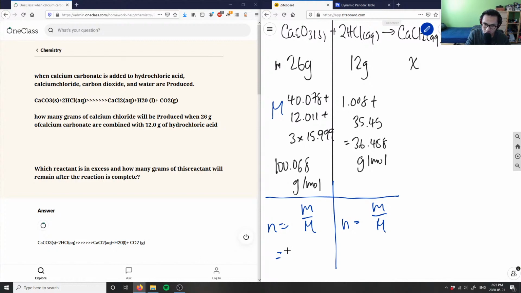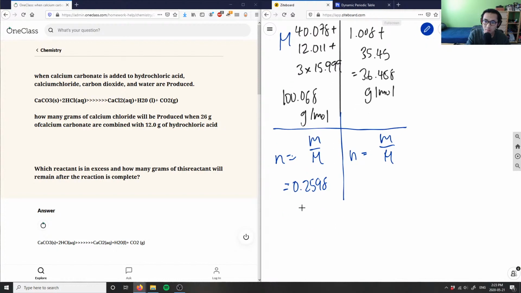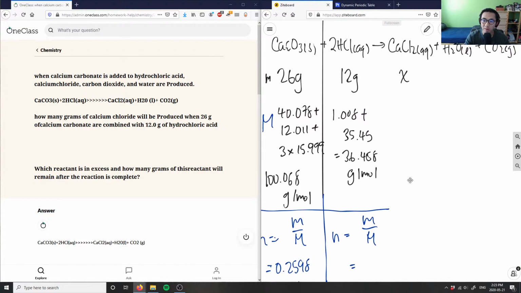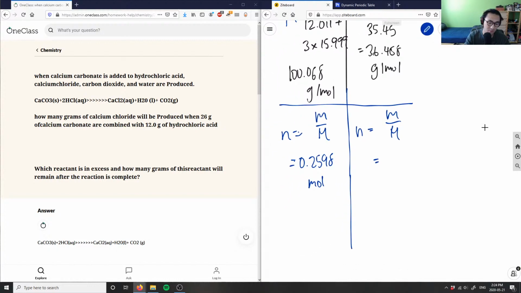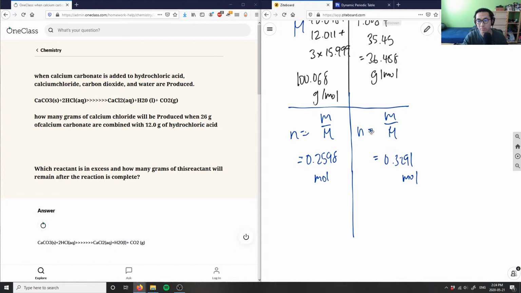So 0.2598, and this here is going to be moles. And then for this guy here, what am I going to get? So I have 12 grams divided by 36.458, which is going to be the molar mass of hydrochloric acid. So 12 divided by 36.458, and I'm going to get a value of 0.3291 moles.